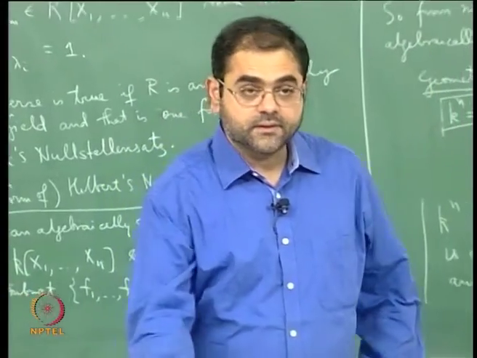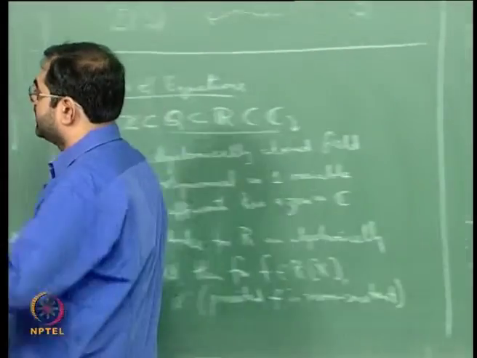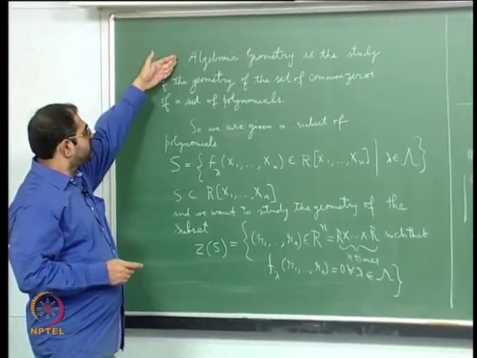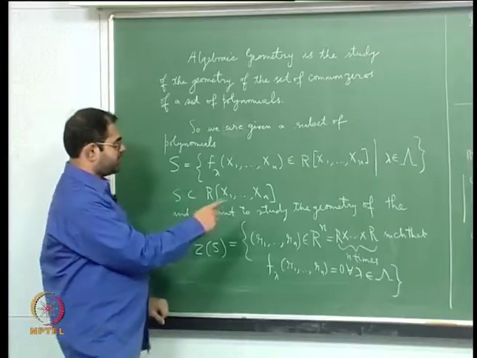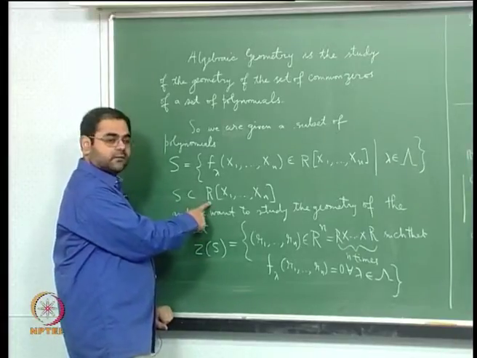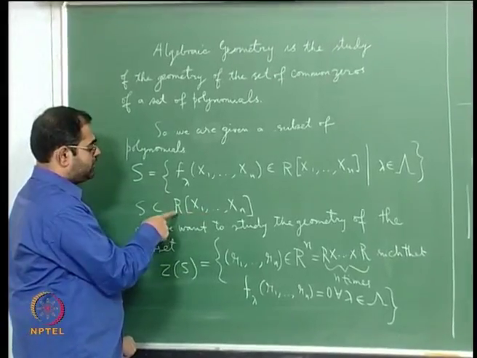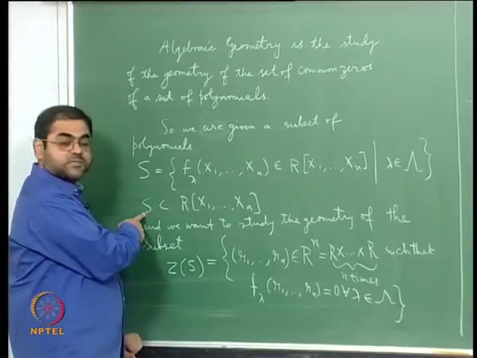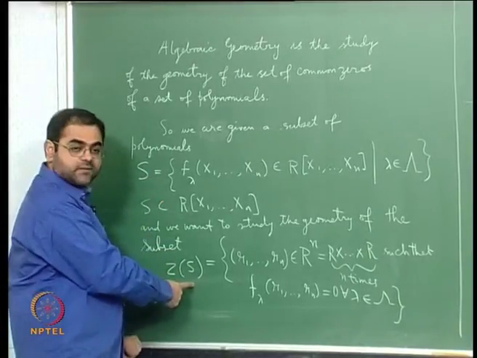Okay, so let me recall from the previous lecture. Algebraic geometry is a study of the geometry of the set of common zeros of a set of polynomials. What you do is that you take a commutative ring R, and then you take the polynomial ring over that ring in n variables, and you take a subset of polynomials, and then you look at the zero set defined by that subset.